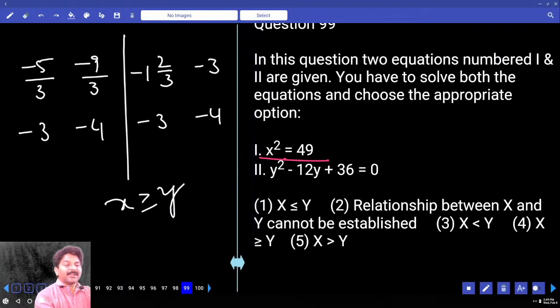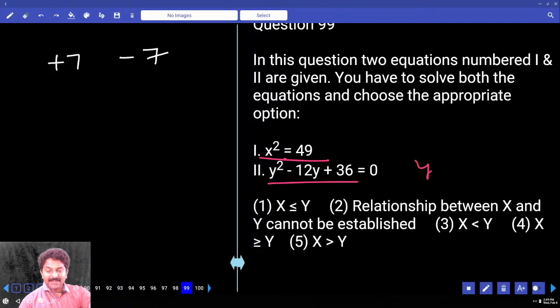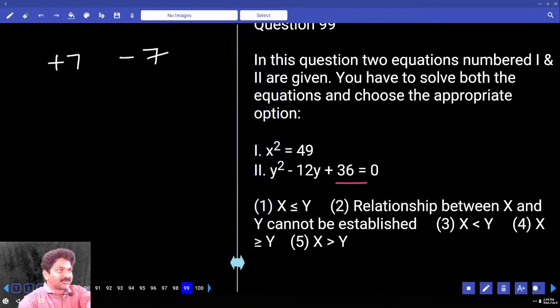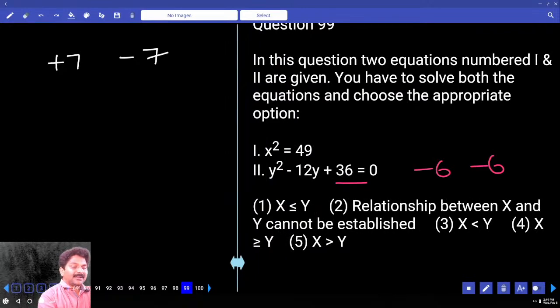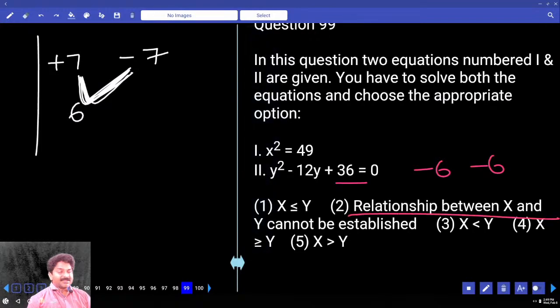X square is 49. Then x is plus or minus. Entire equation, can we write it as y minus 6 whole square is equal to 0? Otherwise product must be 36, sum must be minus 12. Minus 6 is the combination. Factors are plus 6. That's it. This is in between these two numbers only. Whenever you see the condition in between, answer, relation cannot be established.